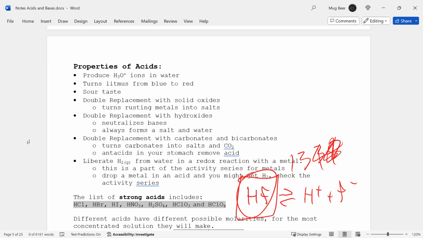They will make double replacement reactions with solid oxides. So it will take rust and turn it into salt. If you add an acid to rust, you'll get a salt. So if you put it on regular old rust, iron 3 oxide, you'll get iron 3 chloride and water. Double replacement reactions with hydroxides, you're going to neutralize both of them.